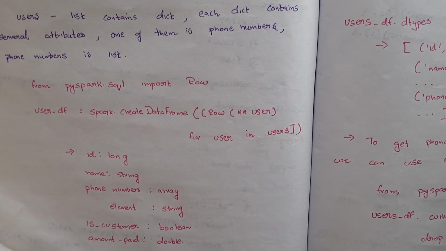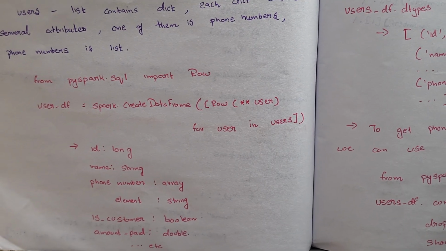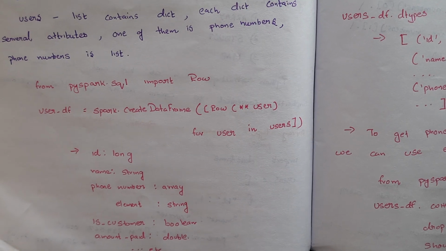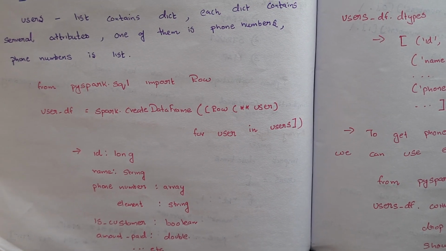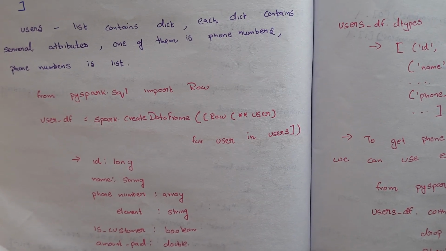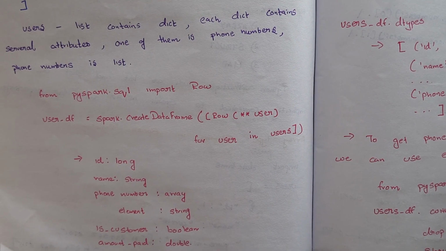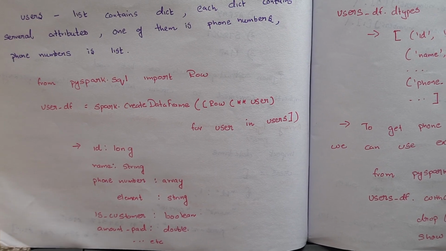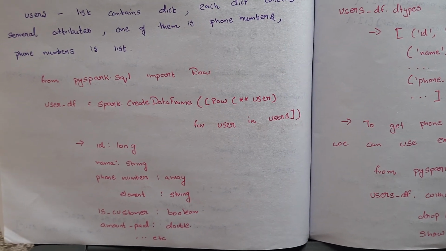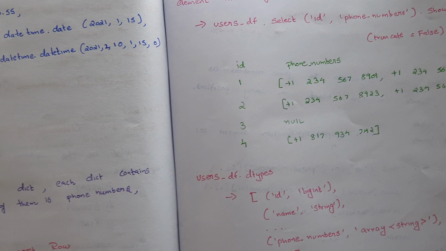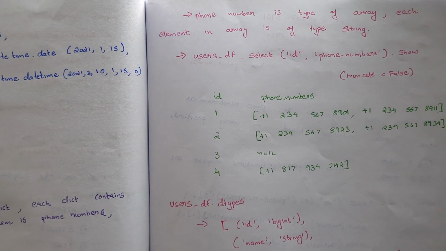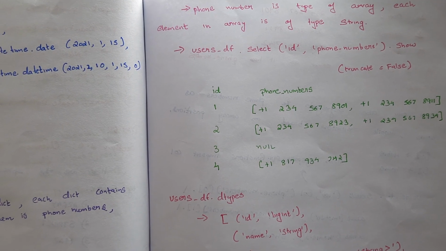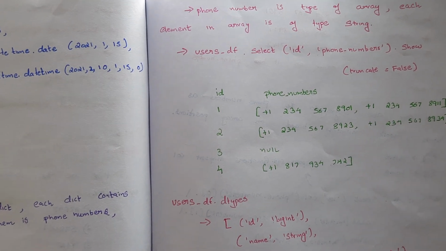So let's see how the data types have come here. ID came as a long and name has come as a string. The phone number is coming as an array, and each element inside the phone number is coming as a string here. And then we have is customer as boolean and amount as double, and the other date and timestamp fields we have. So the phone number is of type array and each element in the array is of type string.